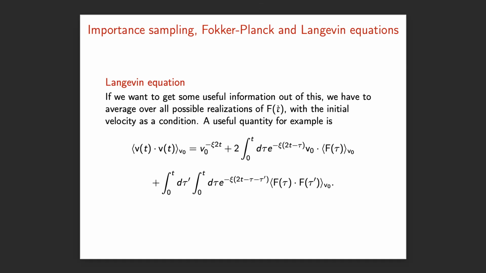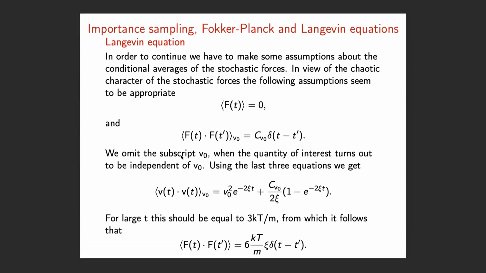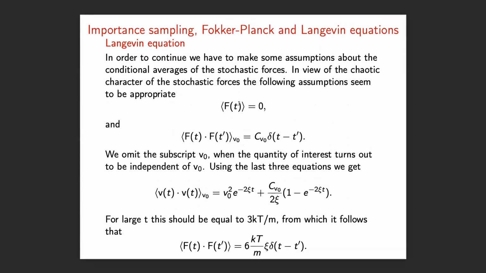And if you want to get some useful information, what you have to do is to take the average of all possible realizations of f with the initial velocity as an initial condition. And a useful quantity is then to calculate this quantity here. When you look at the equations, you assume now that this stochastic force is chaotic in character, which means that this expectation value is equal to 0. So it just averages out. But then you have a correlation term where you relate a time t prime and a time t, which can be given by a delta function. This is just an assumption.